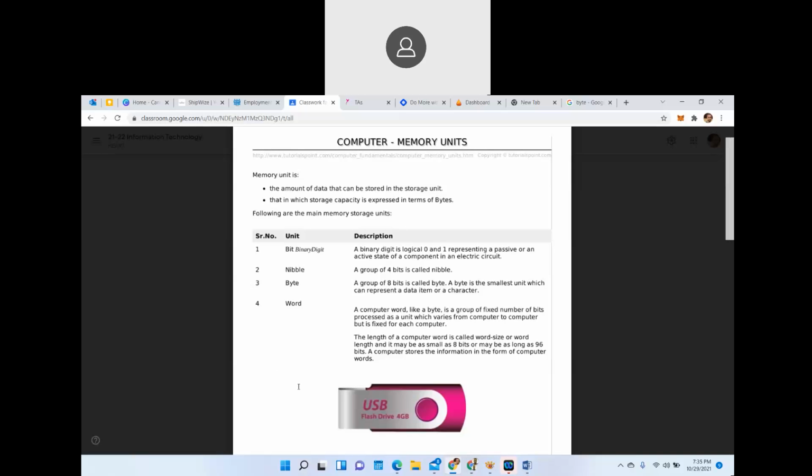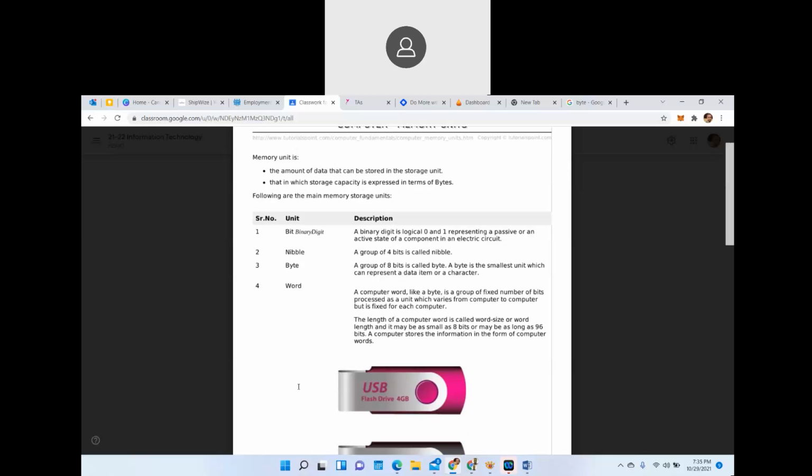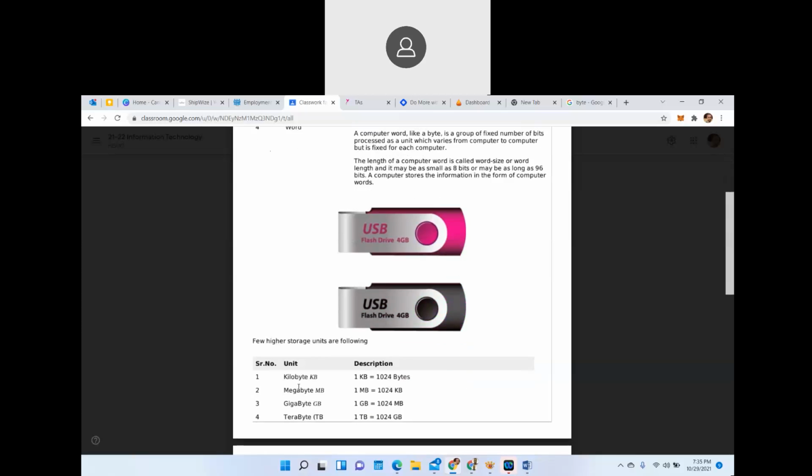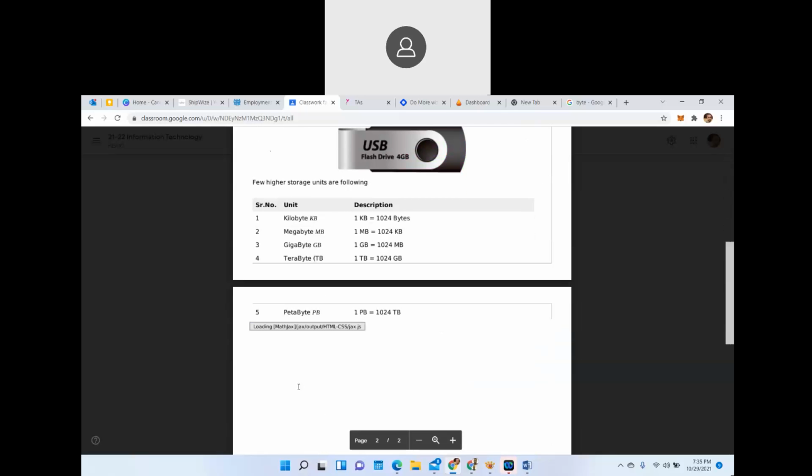All right, so finish with this. So the next thing, and I want you to make note of this, is very important to know. When we're representing storage, you'll see certain words, right? So when you see KB, KB means kilobyte, right? So kilobyte is basically 1024 bytes.